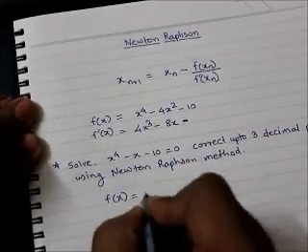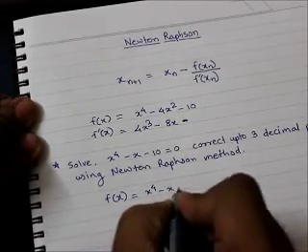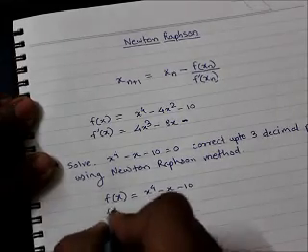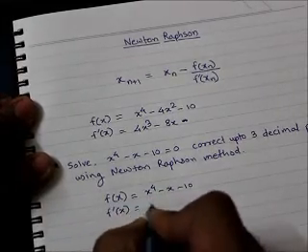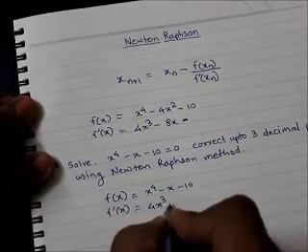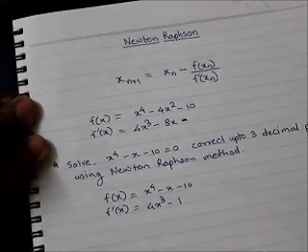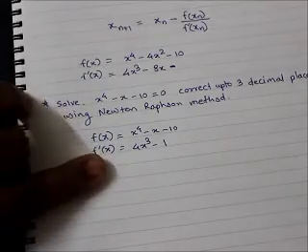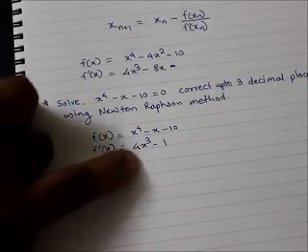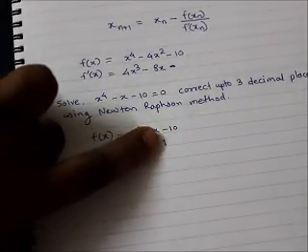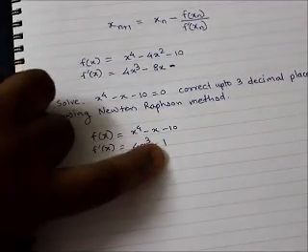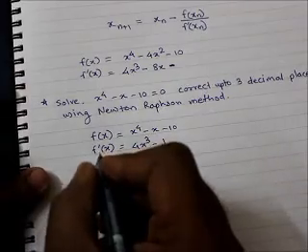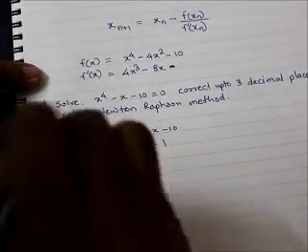F(x) is equal to x raised to 4 minus x minus 10. So f dash x is going to be 4x cube minus 1, right? Everybody got how I came to that conclusion? X raised to 4, the derivative is 4x cube, minus x, the derivative is 1, minus 10, the derivative is 0. So that's f(x) and f dash x.